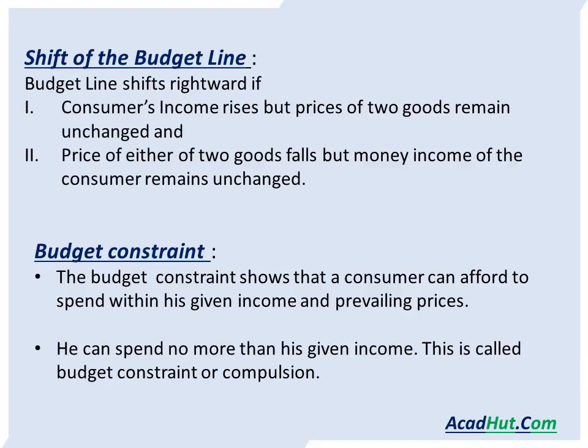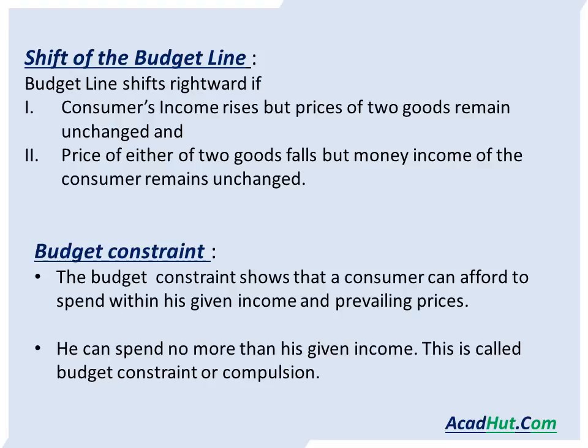Shift of the budget line. Budget line shifts rightward if consumer's income rises but prices of two goods remain unchanged. And the second point says price of either of the two goods falls but money income of the consumer remains unchanged. We'll be doing this through the curves in the coming slides.